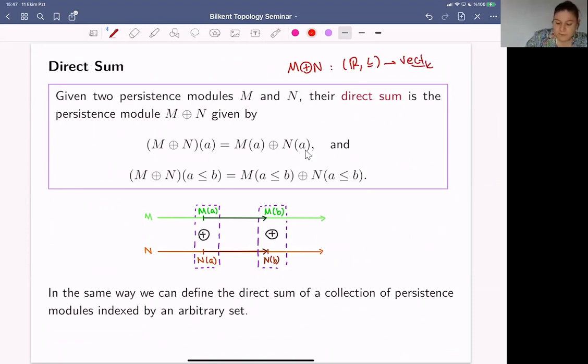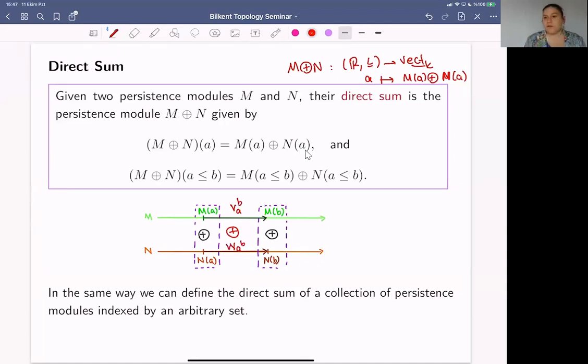But this time, the objects are the direct sum of two vector spaces, M of A and N of A, and the linear maps are, so let me show here. So the linear maps are the direct sum of these two maps.